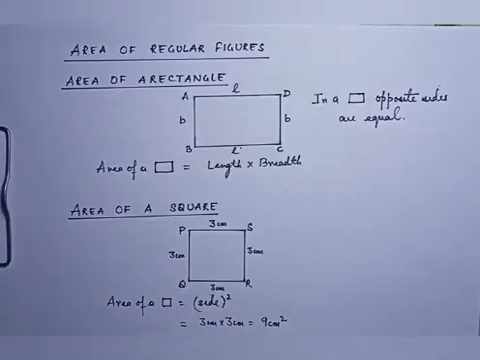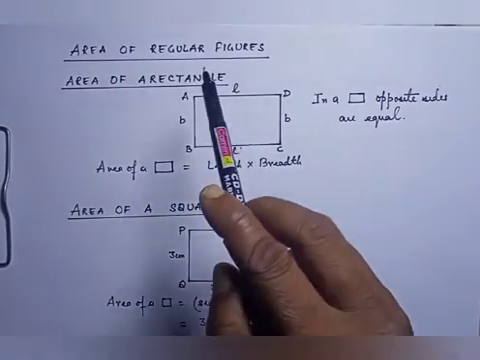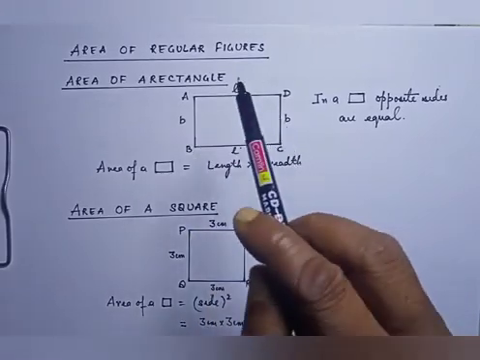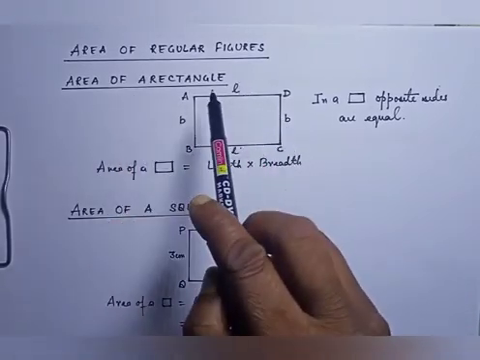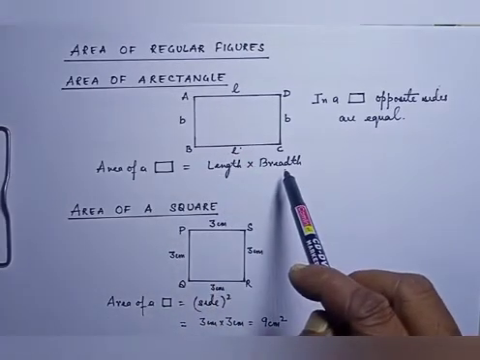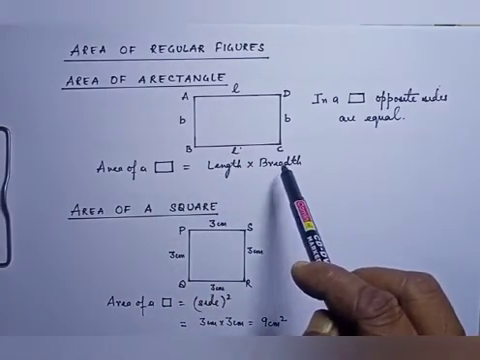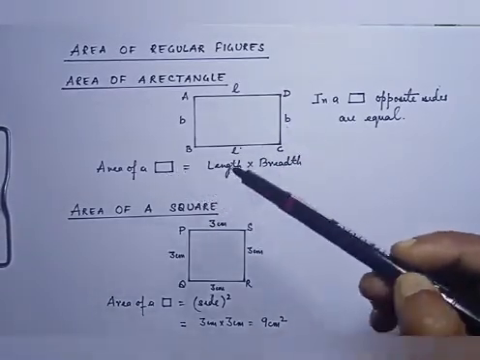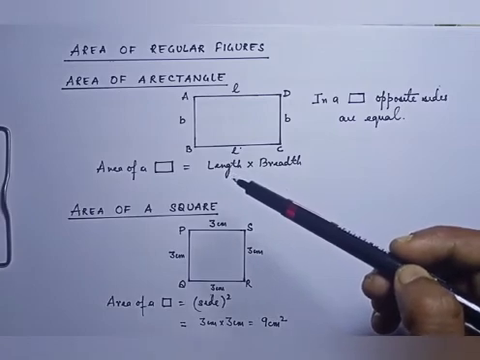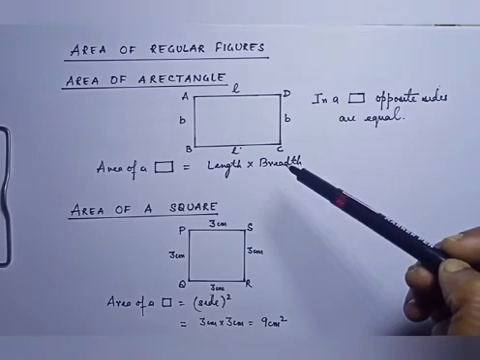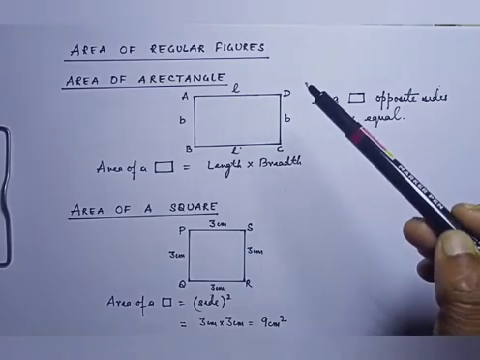Let us move to another topic, that is area of regular figures. Why it is a regular figure? Because it is a two-dimensional figure and it has both length as well as breadth. So area of a rectangle can be taken out by the formula length into breadth. As I have already told you, the opposite sides of a rectangle are equal. So area of a rectangle can be taken out by the formula length into breadth. I hope it is clear to everyone.